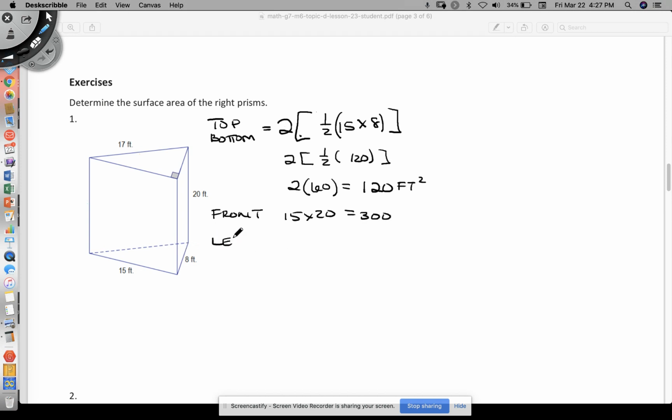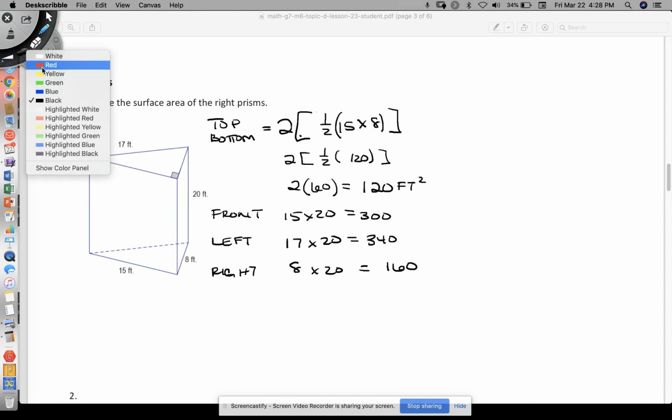The left side is a 17 by 20. So 17 by 20 is that back side there. And that's going to give me 340. They call it the left side, but the back side, kind of you turned it. And then the right side is this piece right here on the right-hand side, which is 8 by 20. And that's going to give you 160.